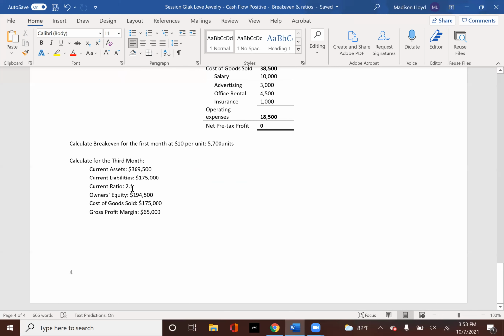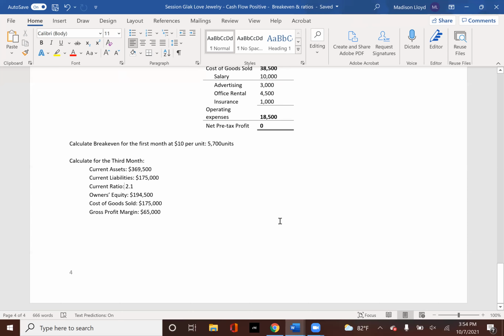Now, if your front number right here, your assets number, is lower than your liabilities number, you've got a problem because then you have no money to pay off your liabilities. You've got $0 of assets for every $1 of liabilities. You're not making any money. That's your negative cash flows that we did the first week. So this means that for every $2 in assets you have $1 in liabilities, which is a good ratio.